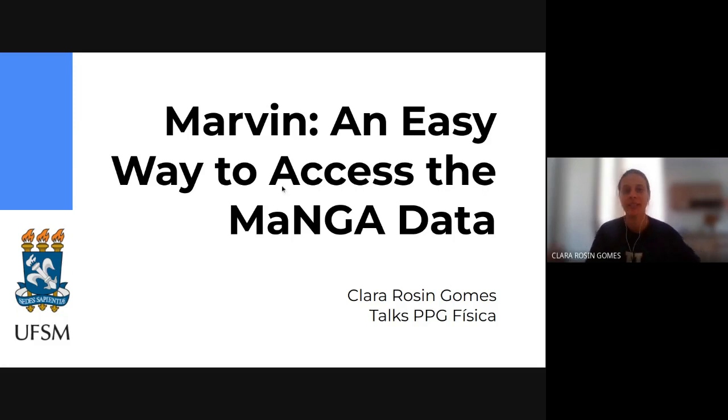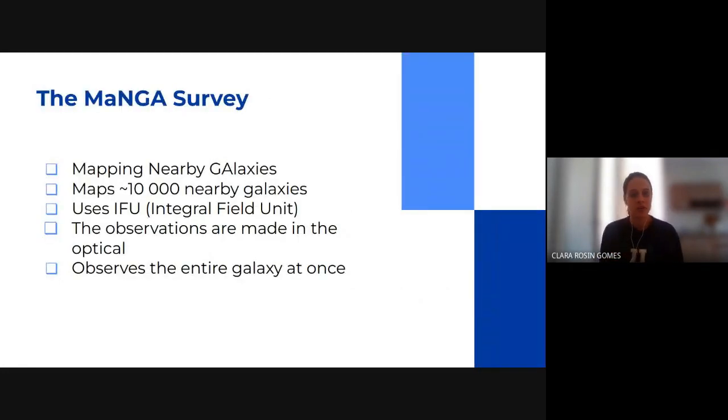Good morning, my name is Clara, and I'm gonna present a seminar about Marvin, an easy way to access MaNGA data. First of all, the MaNGA survey stands for Mapping Nearby Galaxies, and it maps about 10,000 nearby galaxies using integral field unit. It observes an entire galaxy at once and observes the galaxy in the optical.